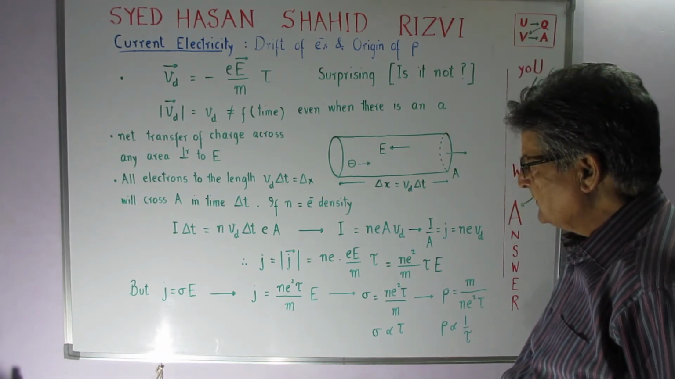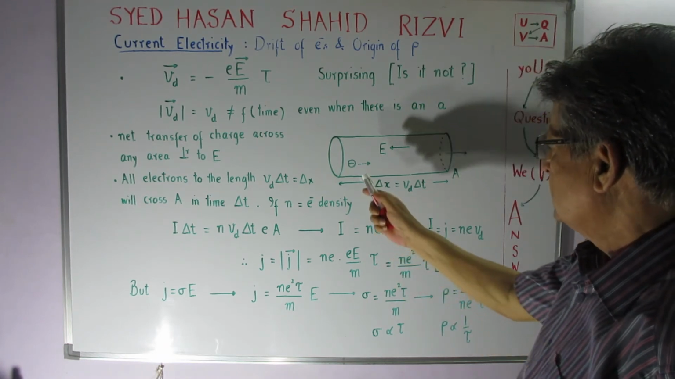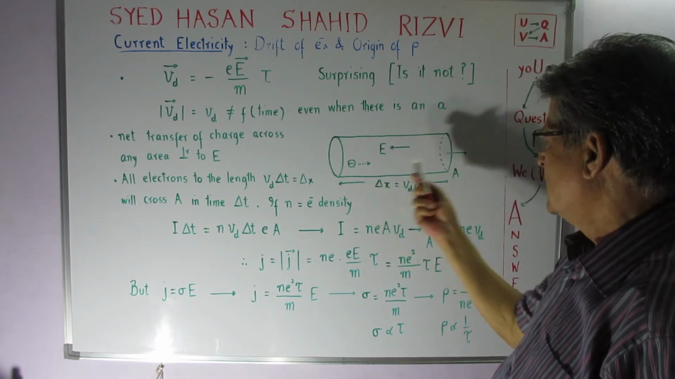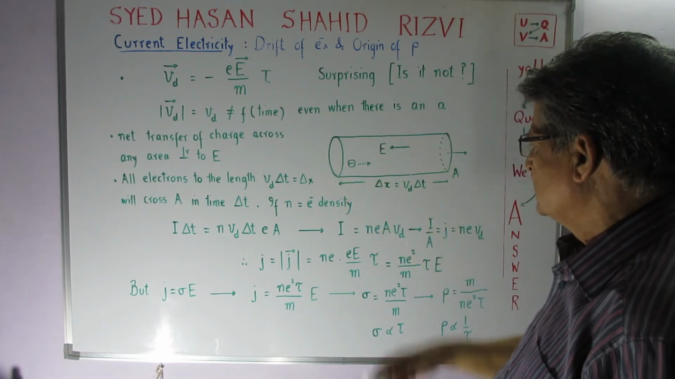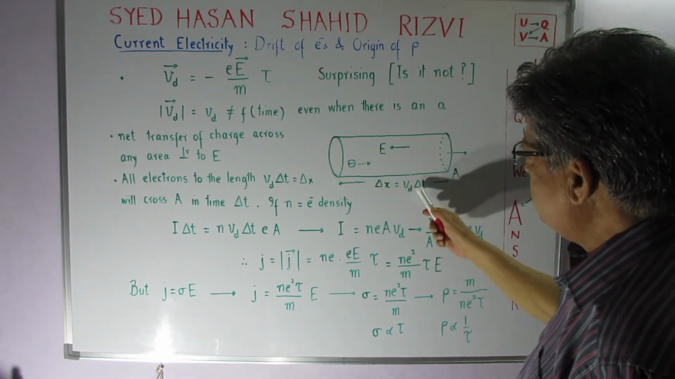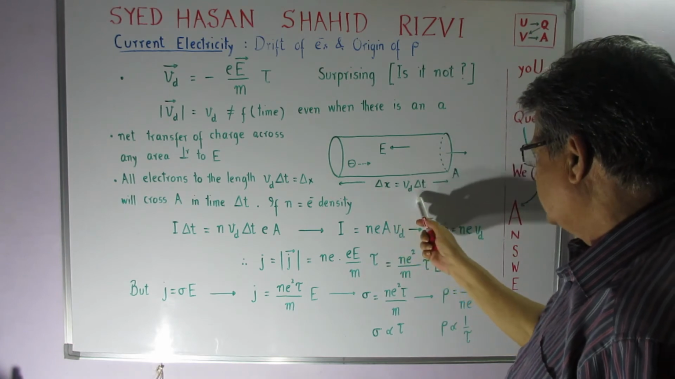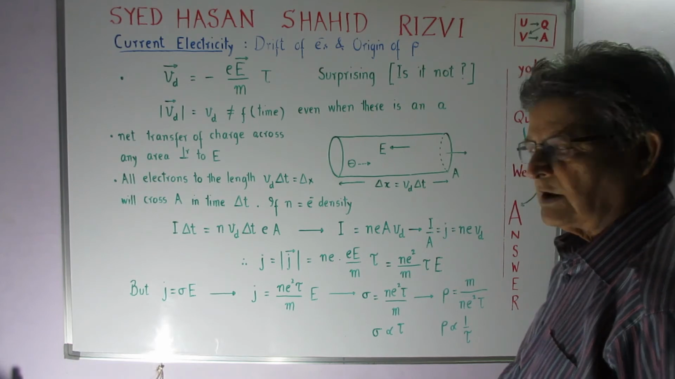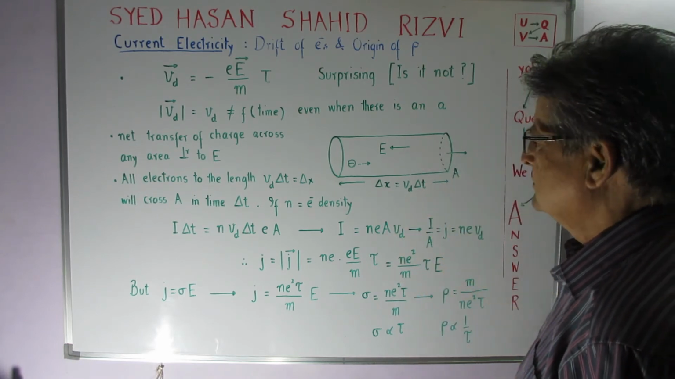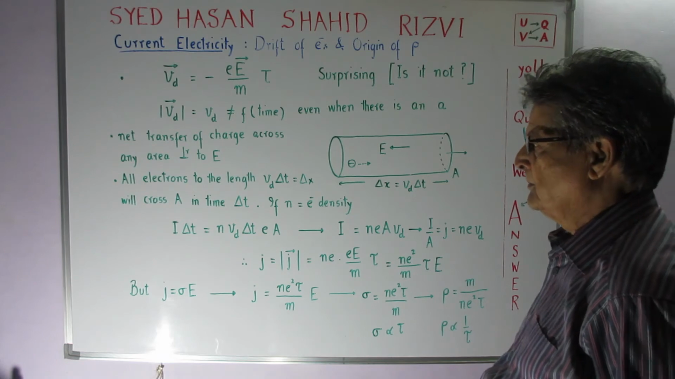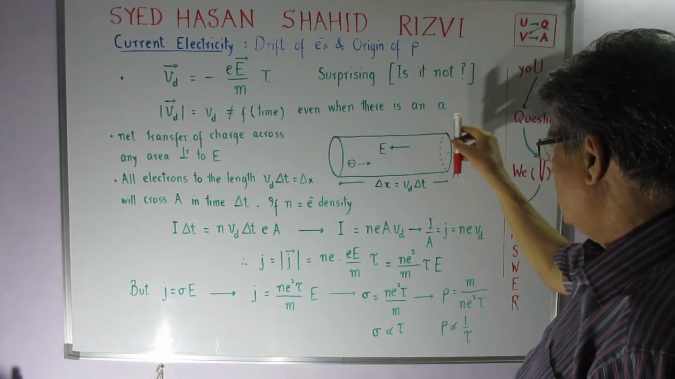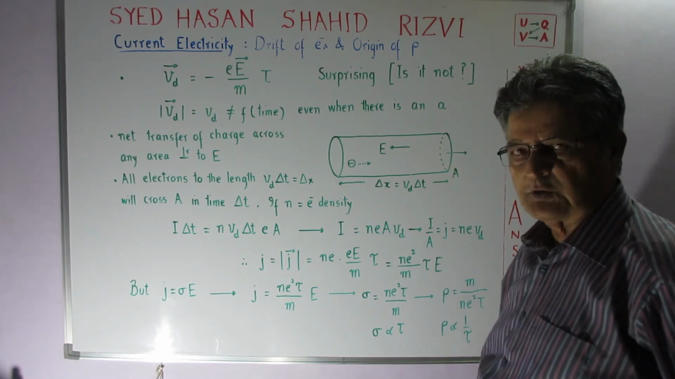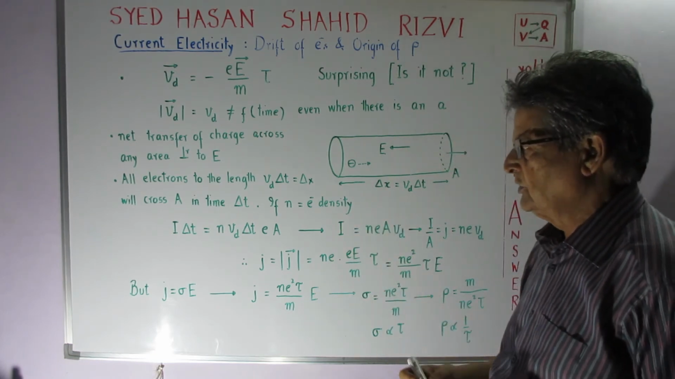And we consider that now electrons are drifting against the electric field because they are negative charges, and this side must be positive, this side must be negative. And in the time delta t, the electrons will travel a distance delta x equal to Vd into delta t. You can check the dimensions. And this area here is perpendicular to the drift of electrons, so we are just considering the drift of electrons.